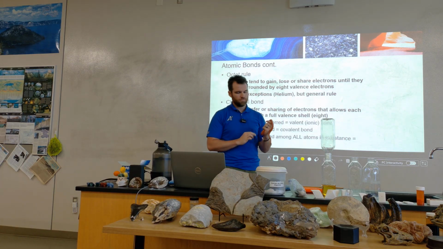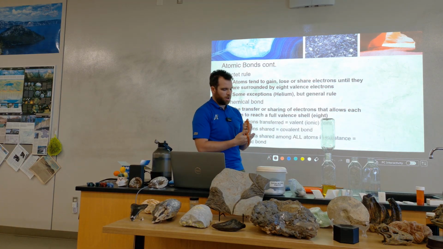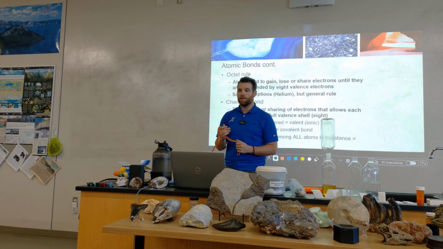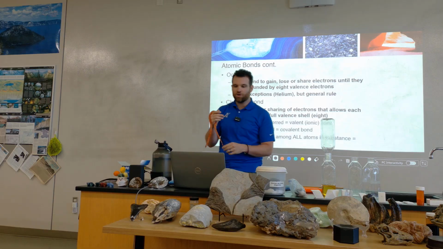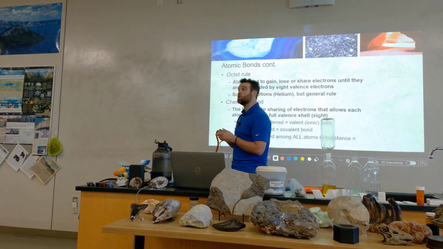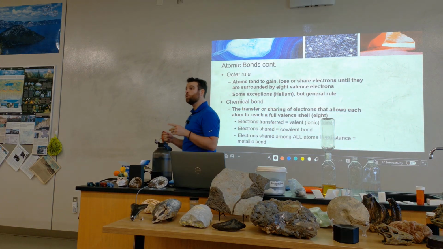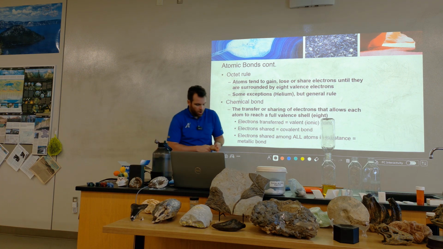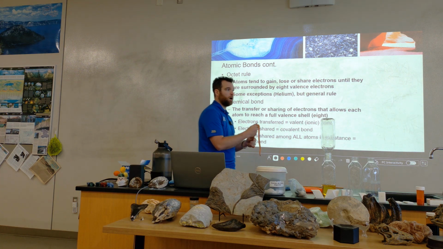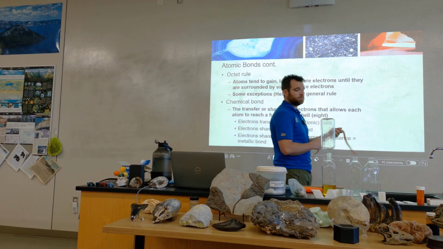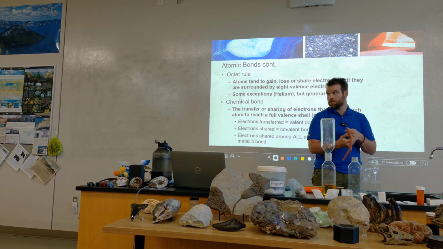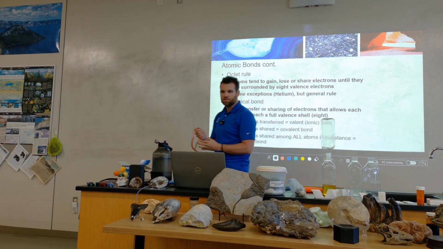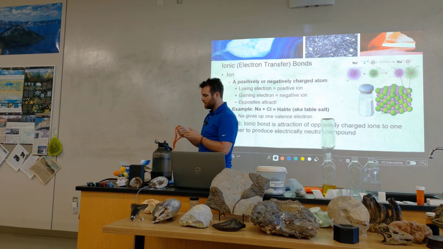All right. So, in a chemical bond, electrons can be transferred, shared, anything like that. Okay? So, when an electron is transferred, it's called a valent or ionic bond. When one is shared, it's a covalent bond. And when all electrons among a given substance, a uniform given substance, are shared, we call that a metallic bond. So let's start off with ionic bonds.